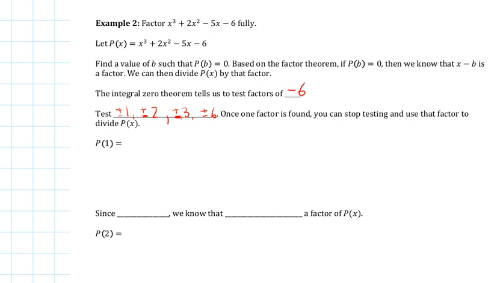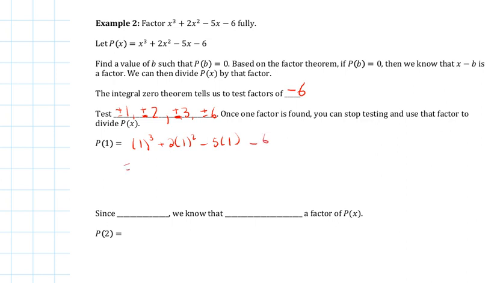Okay, so we're going to start testing all of them. You start testing the positive, you start testing the negative. There's no way that you can tell unless you test, guess and check. Okay, so we're going to start. In this case, we chose 1 to start. So let's find p at 1.